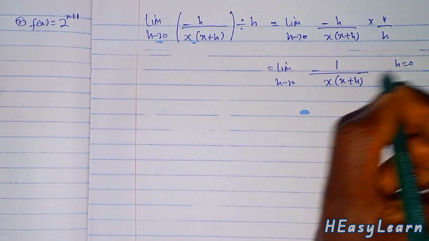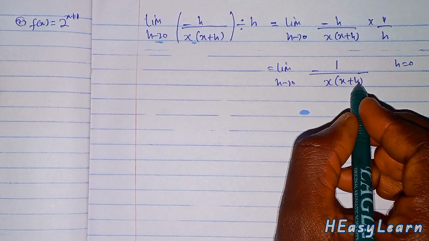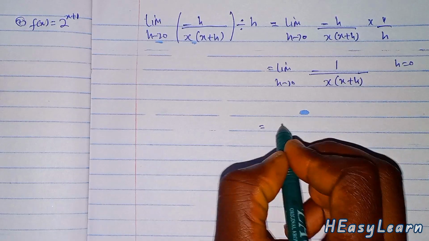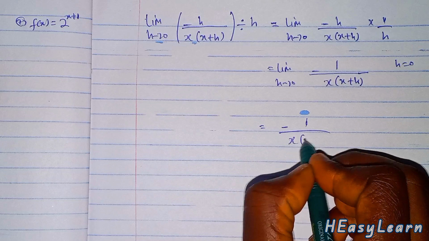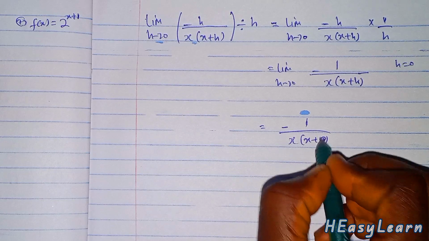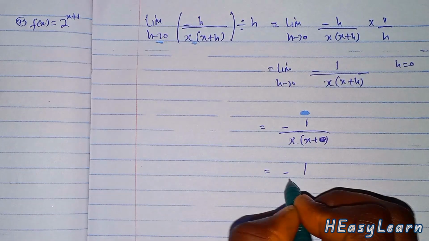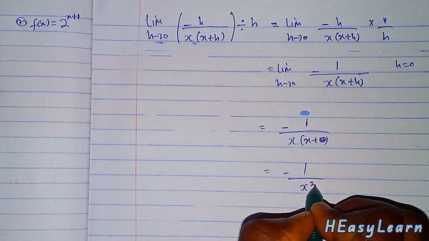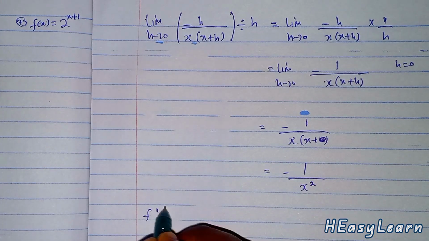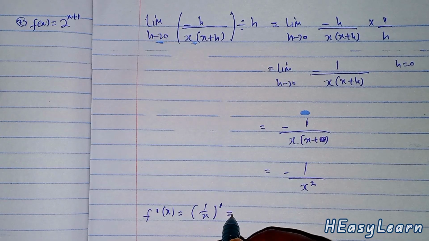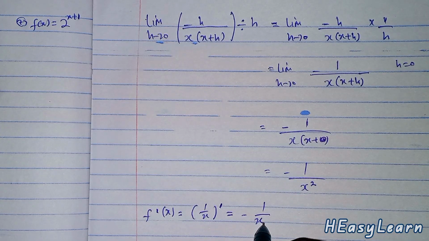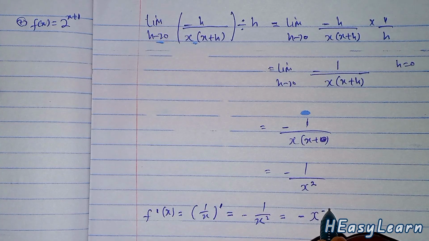Plug in h equals 0 into this function, the denominator will not be 0. So this equals minus 1 over x plus 0, which is minus 1 over x squared. So by first principle, the derivative of the function 1 over x equals minus 1 over x squared. This is the same thing as minus x to the power of minus 2.